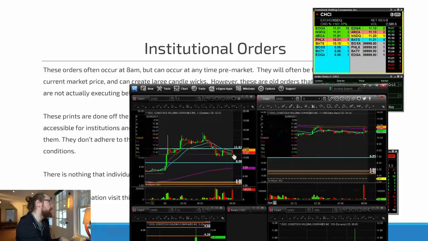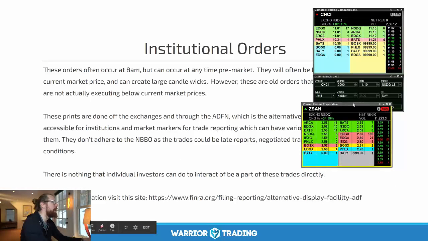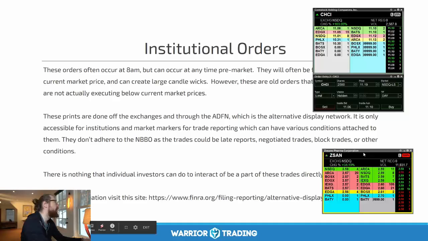eSignal includes them in their charts, so some people will see them. If you're on a platform that shows them, now you know what they are. You can learn more about them on this link right here, as long as it's still valid when you're checking. It's the Alternative Display Facility, ADF. They don't adhere to the National Best Bid and Offer, as the trades could be late reports, negotiated trades, or block trades, or other conditions.